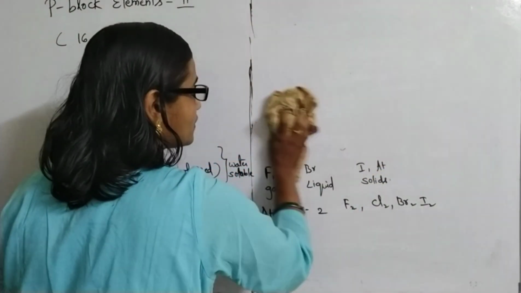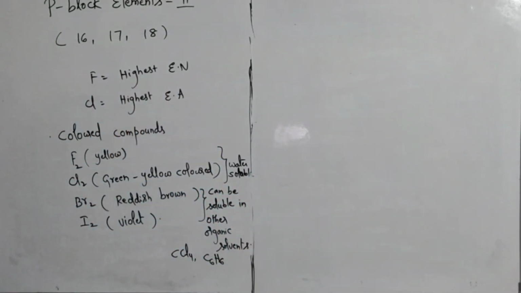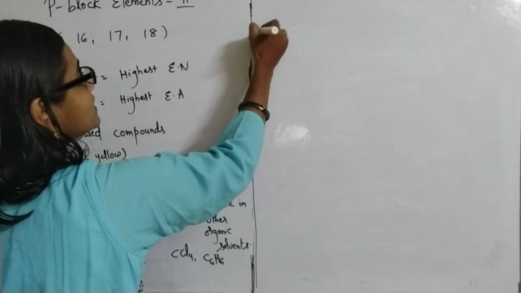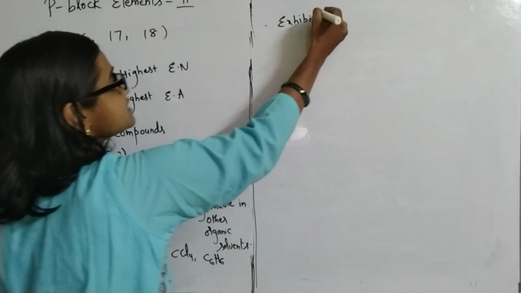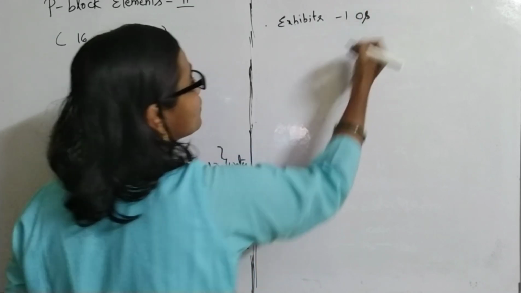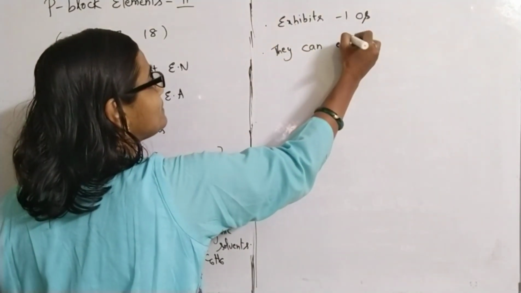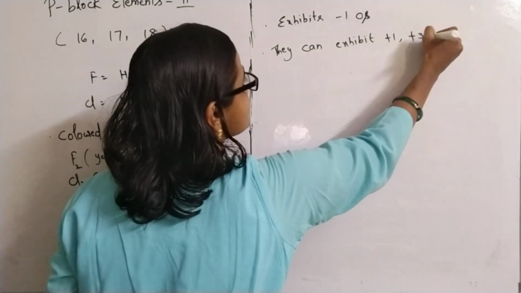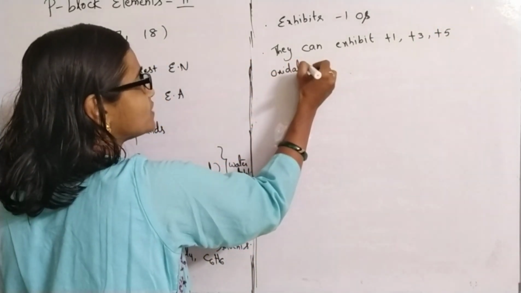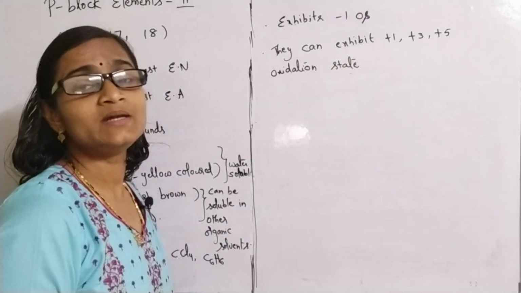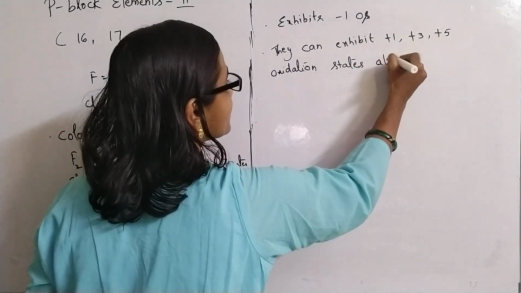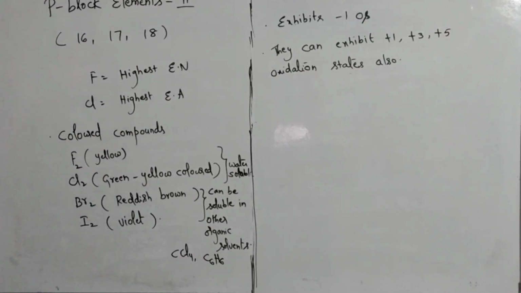Okay, next if you go for the other chemical properties or general properties, they exhibit -1 oxidation state. You all know that generally fluorine exhibits -1 oxidation state. In most of its compounds, it exhibits -1 oxidation state. OS I am writing. OS means what? Oxidation state. Okay, and other elements can also exhibit +1, +3 and +5 oxidation states in different compounds. In different types of compounds you will find different oxidation states.